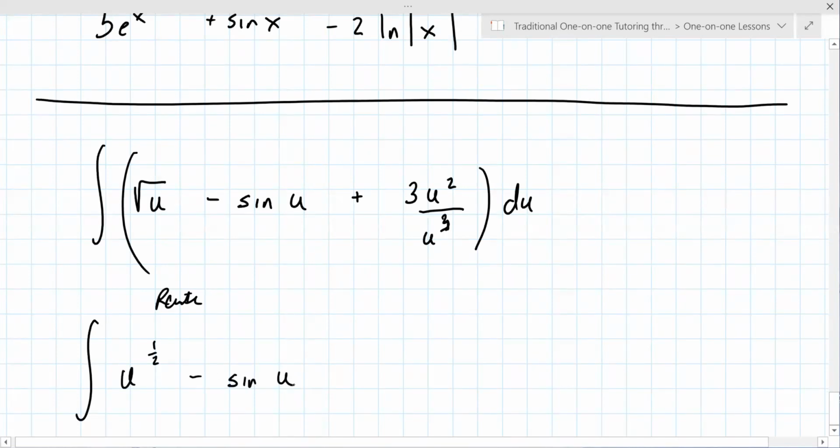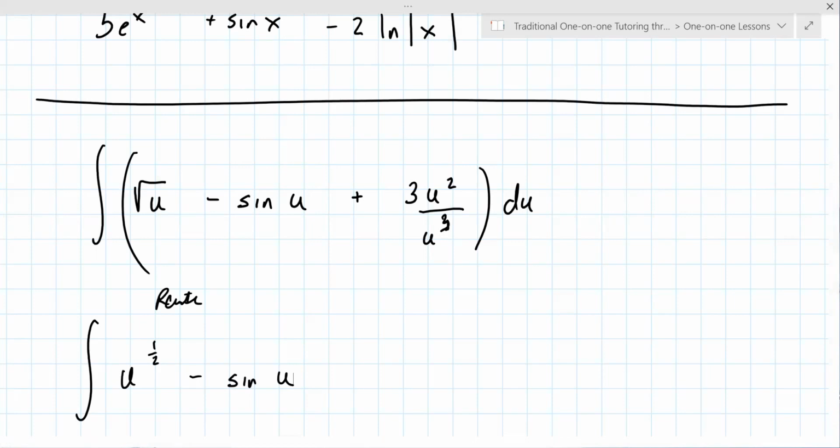Then minus sine u, plus. Don't change the negative sign. We're not taking the integral yet. We're just rewriting this. Rewrite means not taking a math step of calculus. We're just changing the way it looks.